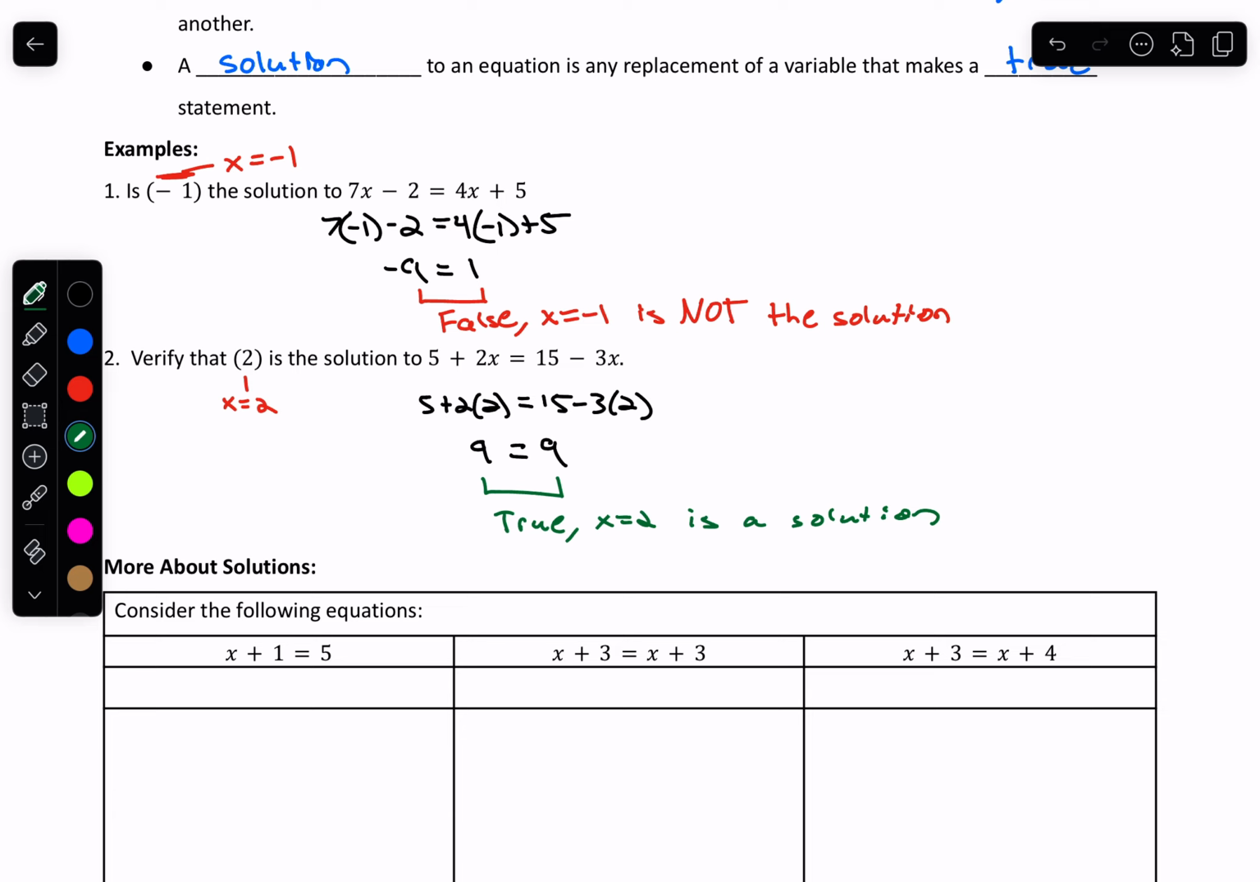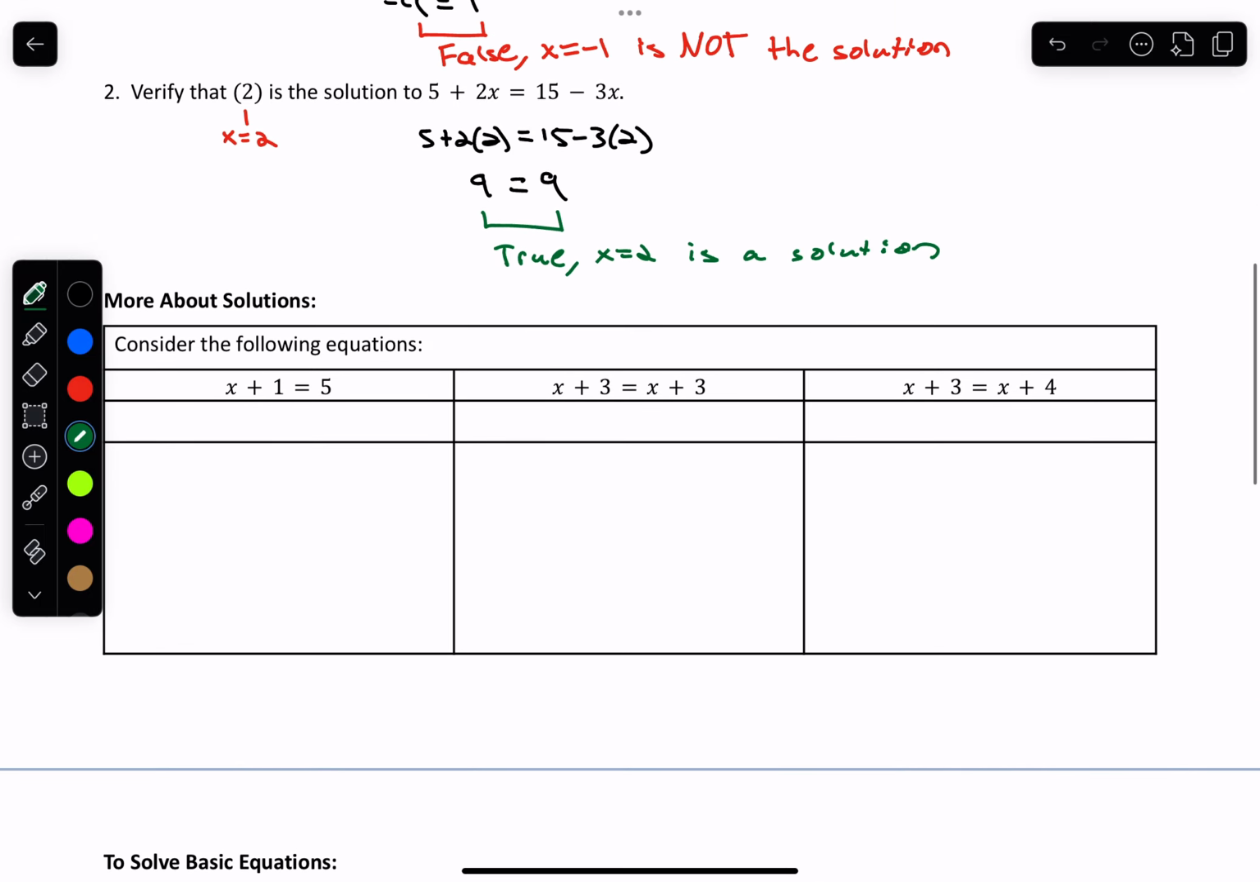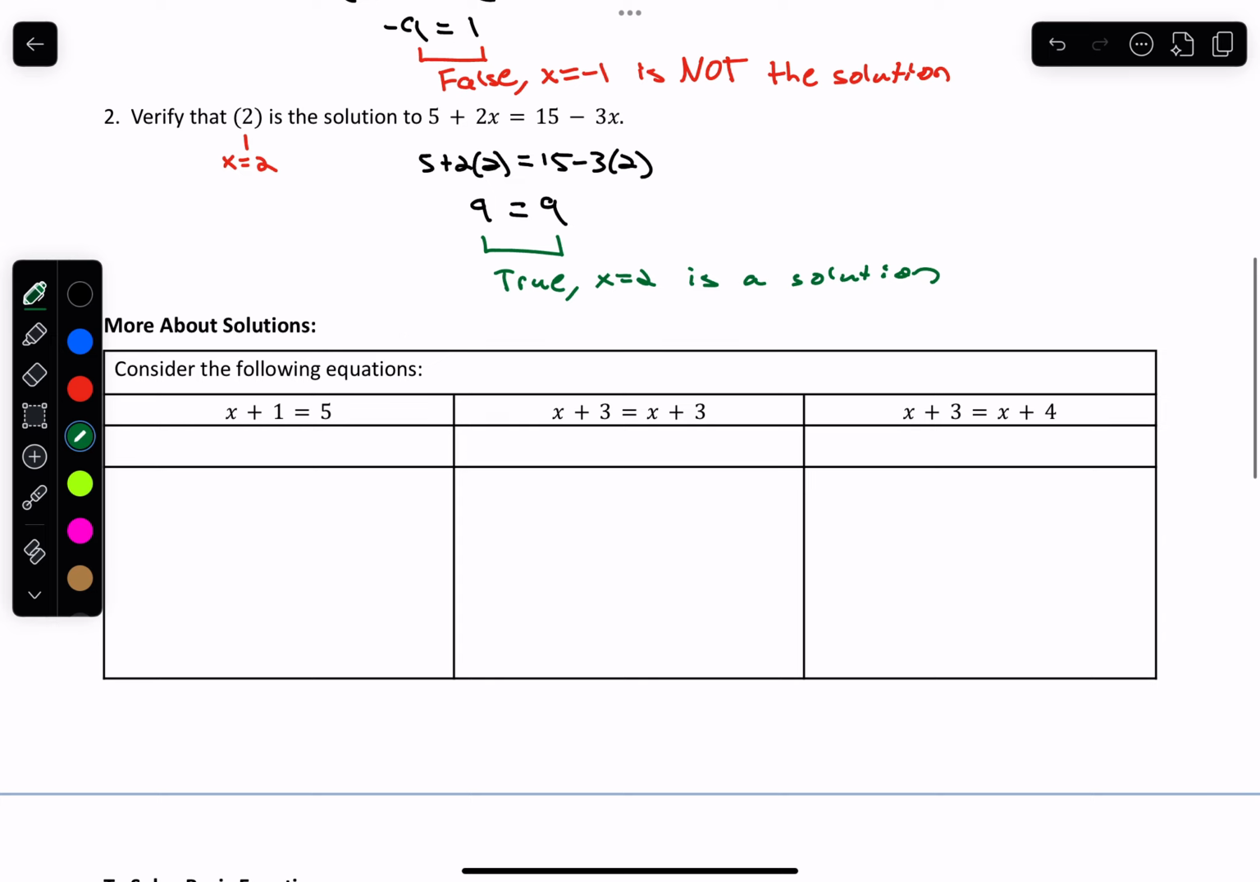All right, so now more about solutions. Because equations don't always just have one nice, easy answer. Sometimes they do, but it's really just not always the case. So let's take a look at our few options here. So on the left, we have x plus 1 equals 5. If we subtract 1 from both sides, we would get that x equals 4. We got one answer, x equals 4.